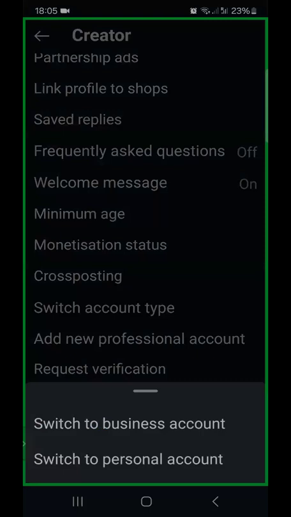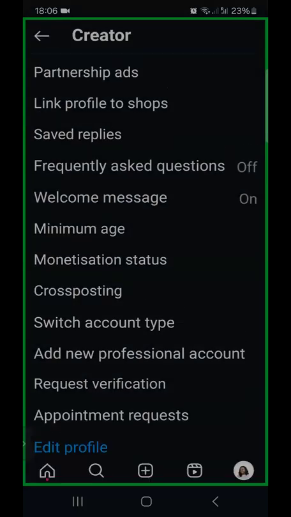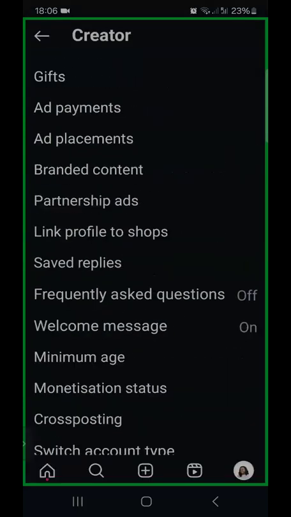So for you, if you still have your Instagram profile as a personal account, you have to go to the settings and go to account settings and then switch to either business account or creator account. So I will go back.